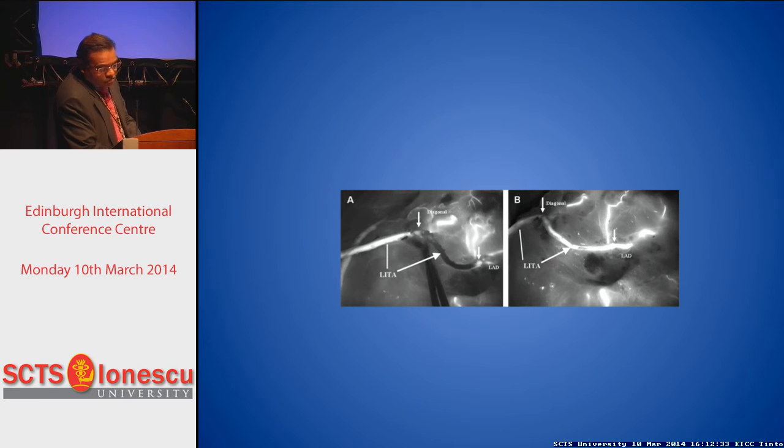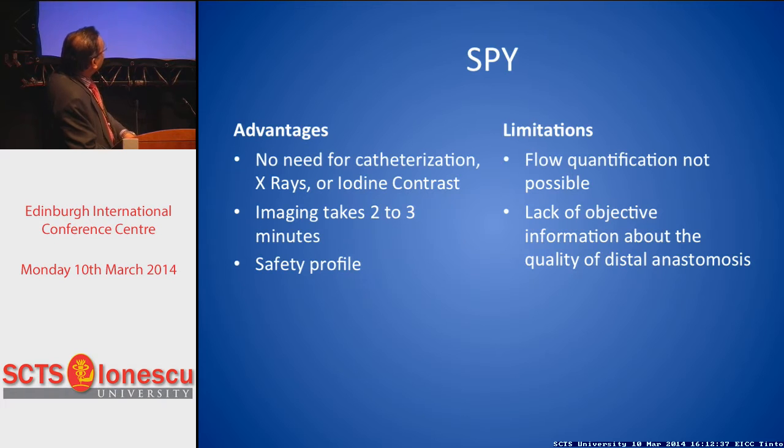Now, with the SPY images, you can get good quality pictures. However, this happens only in cases where the conduits are skeletonized or in the proximal portion of vein graft. And all the pictures are not very clear, like the ones I have shown. On the other hand, SPY has a lot of advantages. It does not need catheterization, X-rays, or iodine contrast. It takes only a few minutes to do this, and indocyanine green is a very safe drug.